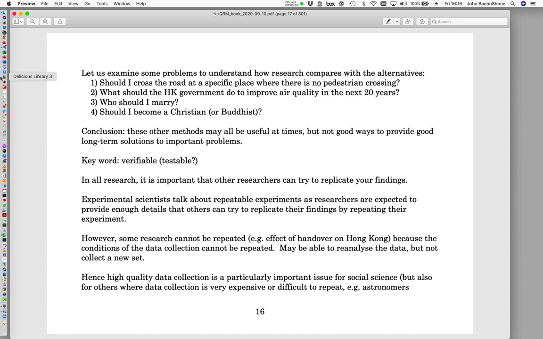Now I'm going to discuss all 4 of these, but normally I would ask everybody in the classroom whether they think research is a good way to solve each of these 4 problems. I don't have the opportunity to do that when we're doing a video, so I would encourage you all to stop the video now and think for yourself about whether you think research is a good way to solve each of these 4 problems before you carry on watching the video and hear what I have to say. You don't have to necessarily agree with me, but at least I would like you to think about your own answers first. So, first of all, crossing the road at a specific place.